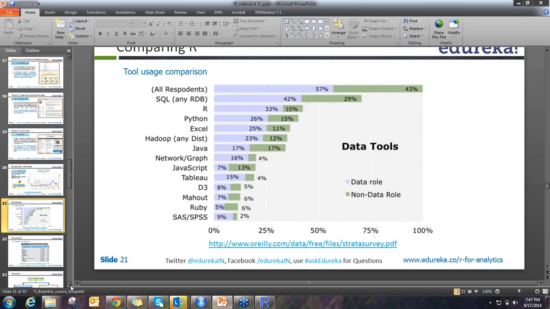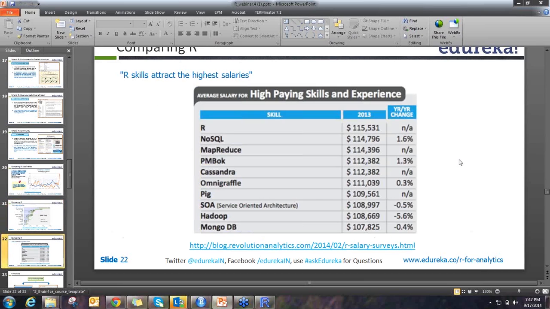So this was taken again from the Revolution Analytics blog. If you look, these are the average salaries that people are paid today. For R, this is the average salary that was paid out in 2013. It was the highest compared to all the other languages. If you look at this particular chart, and look at the salaries, almost all of them fall in about the 1 lakh range.